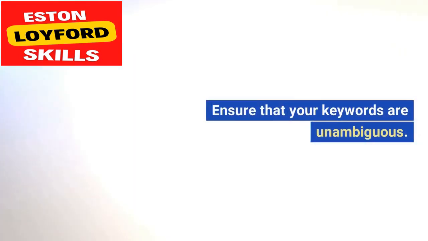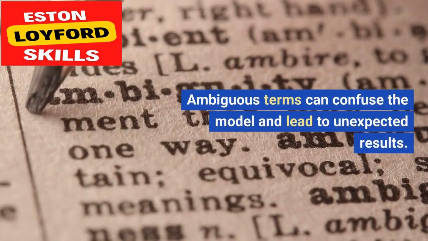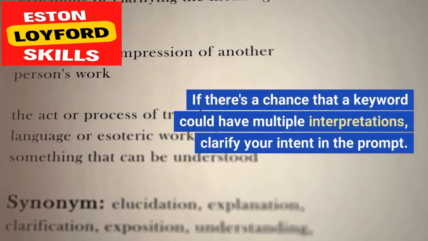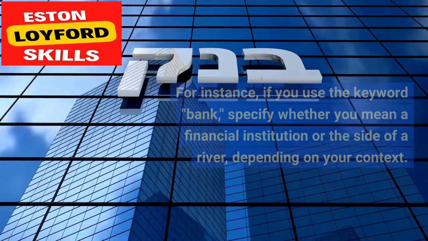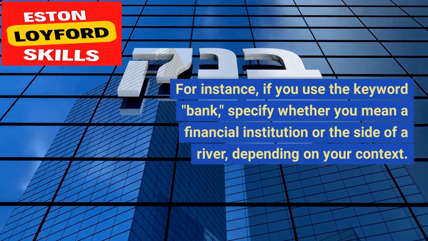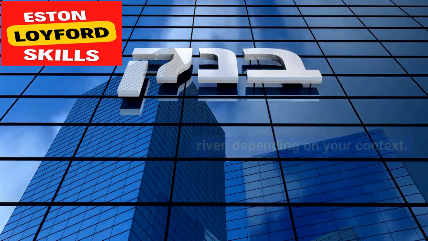Ensure that your keywords are unambiguous. Ambiguous terms can confuse the model and lead to unexpected results. If there's a chance that a keyword could have multiple interpretations, clarify your intent in the prompt. For instance, if you use the keyword bank, specify whether you mean a financial institution or the side of a river, depending on your context.